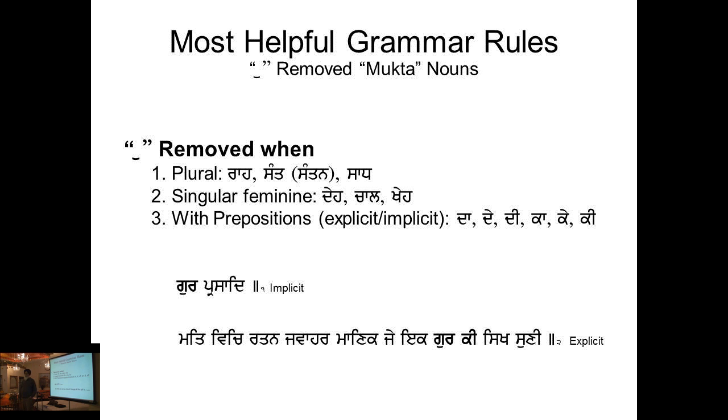Third one: an implicit or explicit preposition is there when you don't have ankur with a noun. Implicit, implied. Gur Prasad, which we first recite in the Mool Mantar: by Guru's grace. Guru de prasad, Guru di meher. Di, da, or nalo, that goes with Guru. Otherwise, there should have been an onkad under Guru. And it tells me they are connected, Guru Prasad. That's why we always say Guru Prasad together.